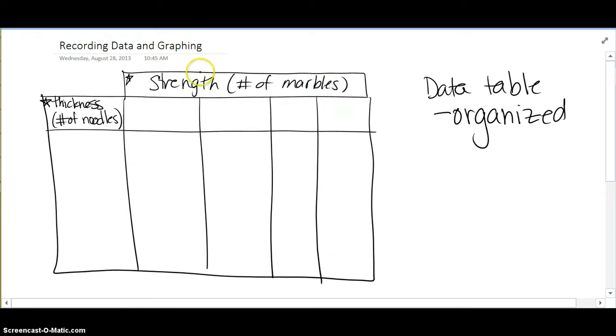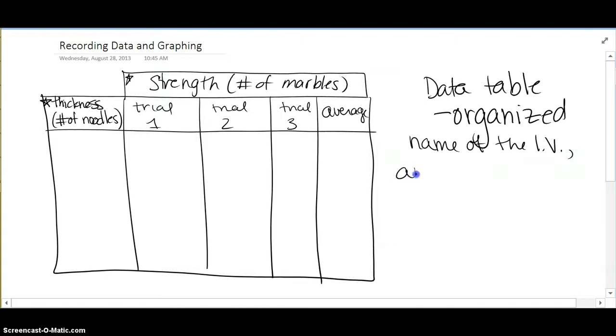Now that I've written the variable and the unit, I don't need to put those units on all of my numbers in my data table. Remember that this is trial 1, trial 2, trial 3, and this is the average strength. So, other components of a data table, it needs to have the name of the independent variable and dependent variable with units. Okay, so those two things. It needs to be organized, and it also needs to tell the name of the variables with their units.